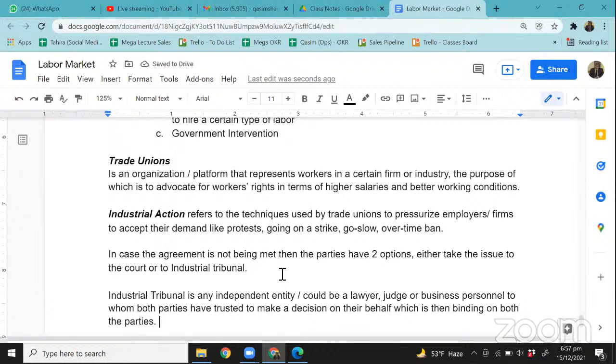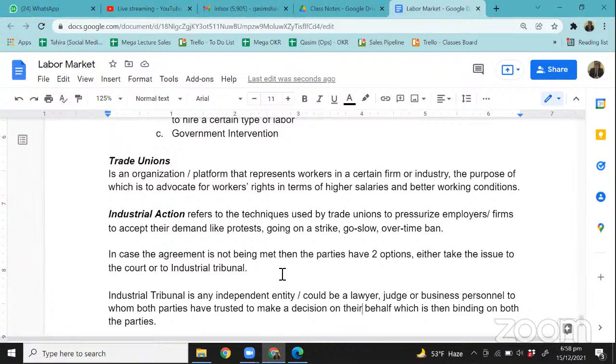What is industrial tribunal? So court is very simple, right? You know what a court is. We have always grown up hearing what a court is, right? When people do something wrong, it's taken to the court. Court decides whether to punish the person who is at fault, and so on. Industrial tribunal is also an out of court settlement. What is out of court settlement? Out of court settlement is when both parties, like in this case the trade union and the company, have agreed upon a person, could be a group of people, could be anyone, right? That's why I wrote that it could be a lawyer, a judge, or business personnel whom both parties have trusted to make a decision. So it's basically working as a court. Industrial tribunal is also working as a court.